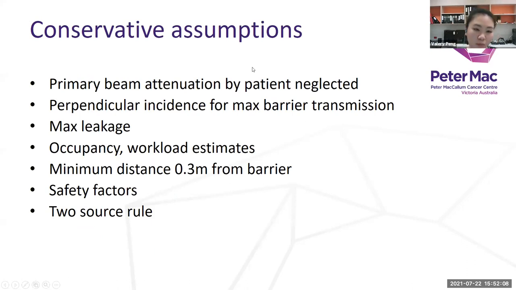And finally, these are just a couple of conservative assumptions when we do shielding calcs. The first is that the primary beam attenuation by the patient is neglected. So we just take whatever is prescribed to the ISO, even though that value will be much less after you consider attenuation of the beam by the patient. We also consider perpendicular incidence for maximum barrier transmission, and maximum leakage of 0.1%. Usually that number is about 0.05% for linacs today. And also occupancy and workload, we tend to overestimate the number. And when we calculate, we use a distance of 30 centimeters from the barrier. And also during the survey, we go up that close to do the survey.